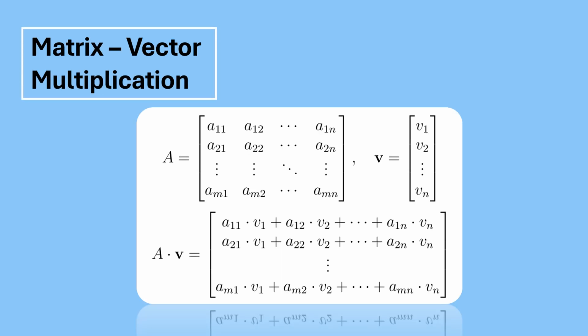Now, we move on to matrix vector multiplication. This operation allows us to transform a vector using a matrix. To perform this operation, we compute the dot product of each row of the matrix with the vector.